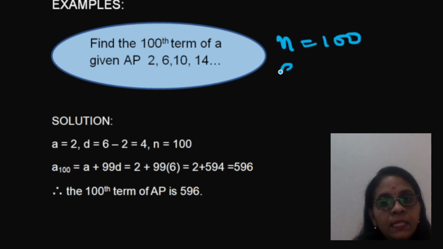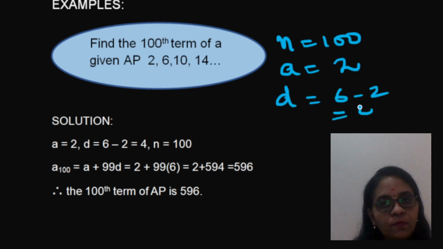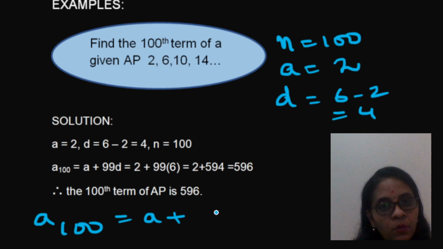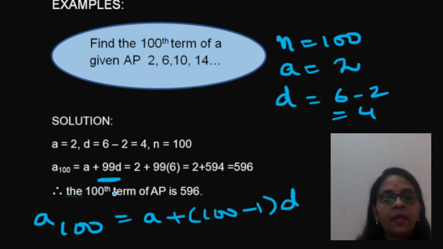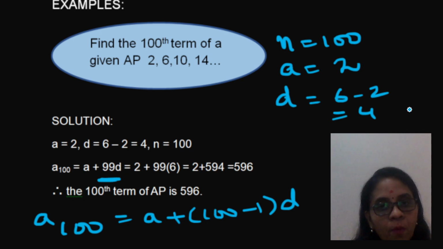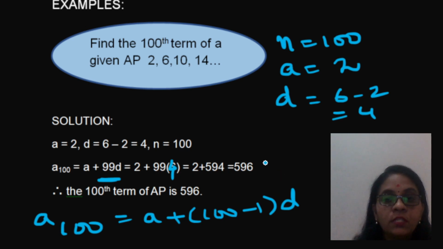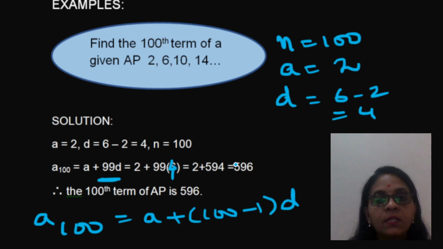a is equal to the first term, which is 2, and the common difference is equal to 6 minus 2, which is 4. So, children, if you are asked to find the 100th term, it means you are asked to find a100. So, what will a100 be? a100 is a plus (n minus 1) into d, which is 100 minus 1 into d, and 100 minus 1 is 99d. So, it is 99 into 4, the common difference is 4, and the answer is 2 plus 396, which is 398. That is the 100th term of this particular AP.